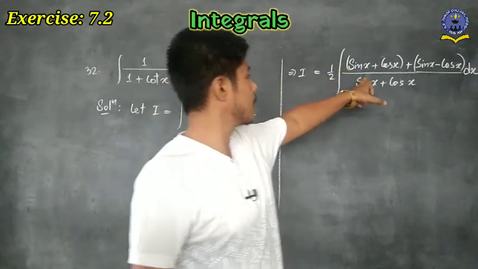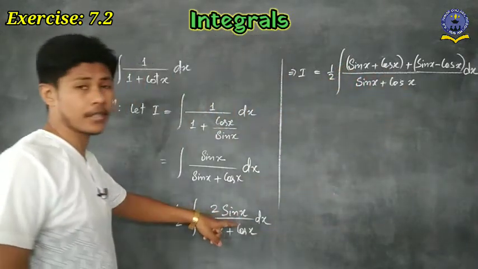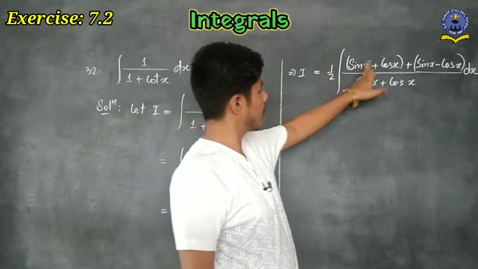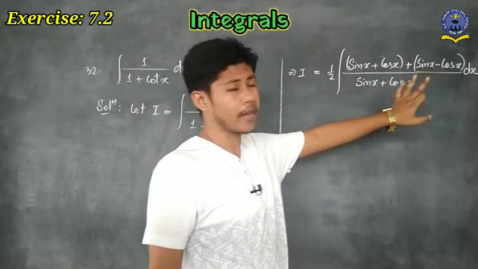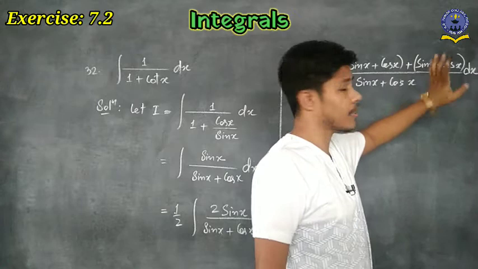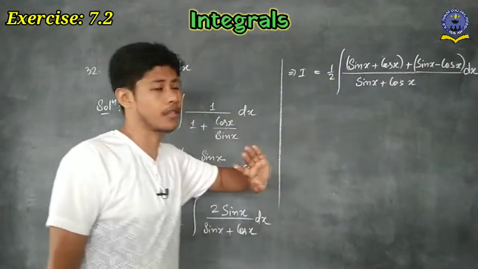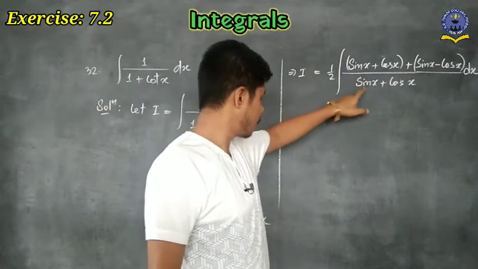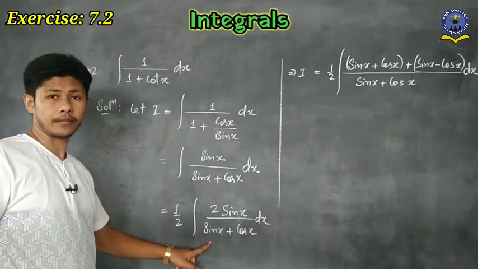We rearrange this result again, because here 2 sin x is there. So if you see here, sin x plus sin x, 2 times of sin x, and this cos x minus cos x cancel, remain same. So these 2 steps are very important here.